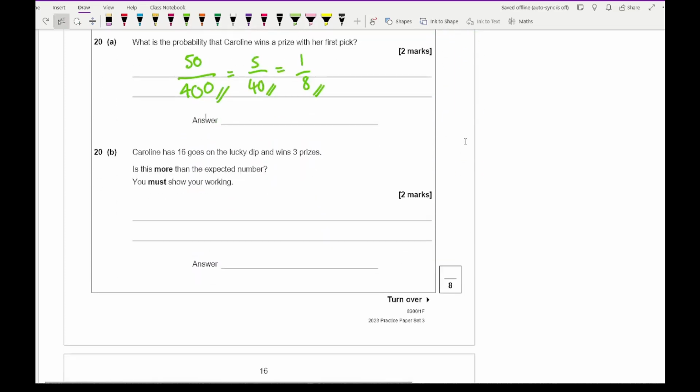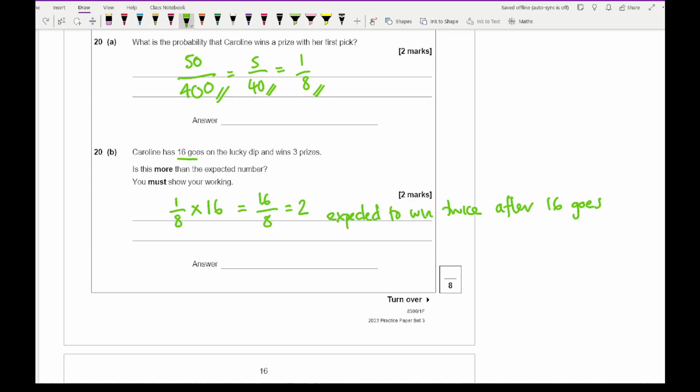Next question 20b says Caroline has 16 goes at the lucky dip and wins 3 prizes. Is this more than what's expected? Well, let's have a look. So looking at relative frequency, well, the probability of her winning is 1/8, and if we multiply that by the number of trials, which is 16, we then get 16 over 8, which is 2. So she's expected to win twice after 16 goes. So then answering the question, is this more than what's expected if she wins 3 prizes? The answer then is yes.